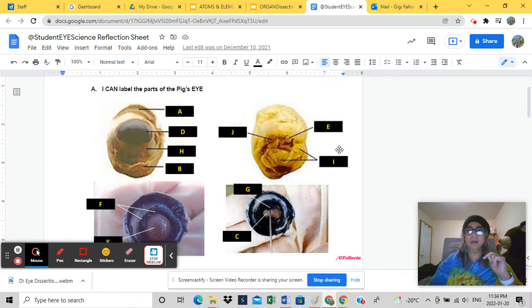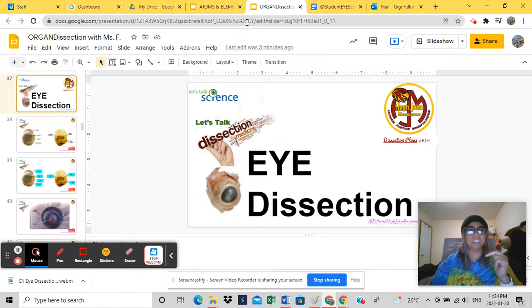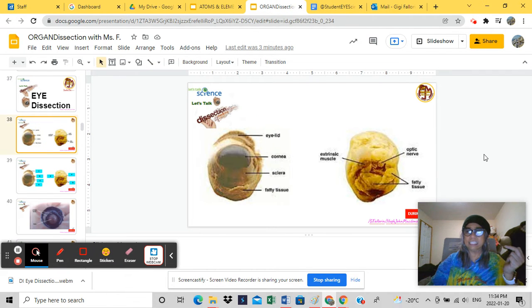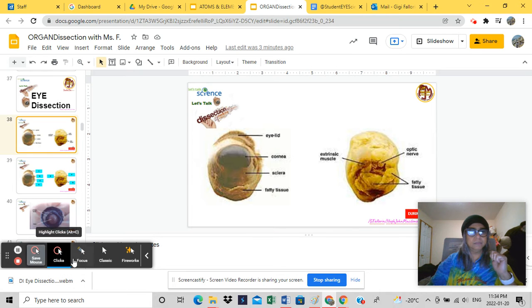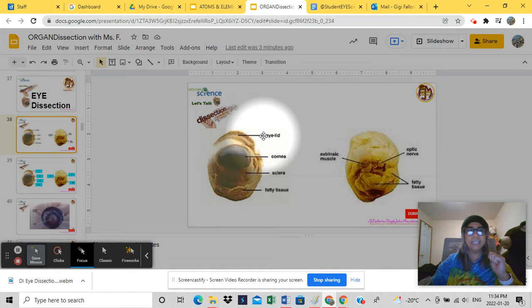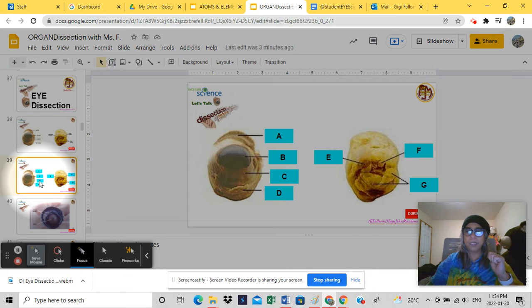So, how would you be able to do this? Let me reference back to this slide. Here you can see that this would be the eyelid, this one, so that if you get into this part of the Google Classroom assignment, you would know what is A, what is B, what is C, D, E, F, G.